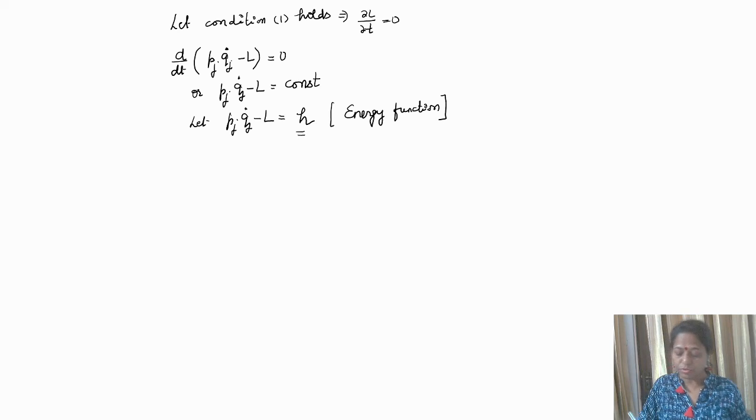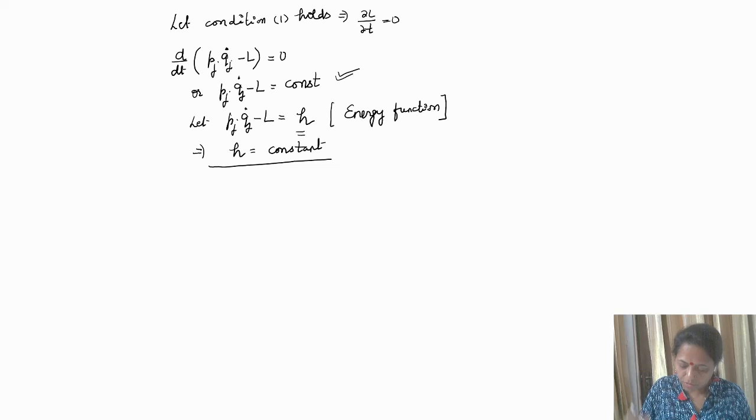This is very important to note, because in this case we are considering the Lagrangian. Lagrangian is defined in the configuration space. So this is the energy function in configuration space, because this type of definition you will use for Hamiltonian. But that Hamiltonian will be described in some other type of space, which we will introduce later. So it is the energy function. So this implies h is equal to constant.